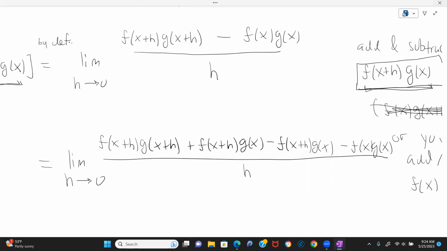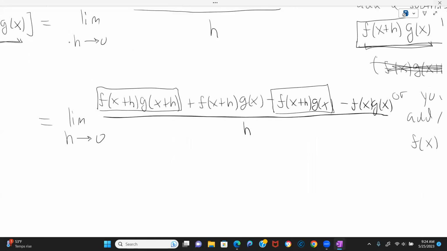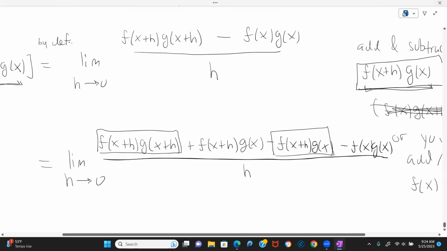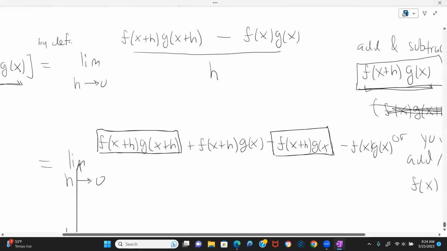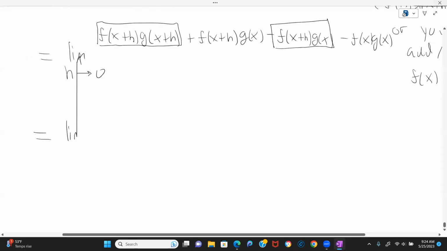All right, so now here's what I'm going to do. I'm going to put this term right here together with this right here. I'm going to put those two together. And then I'm going to put whatever remains together.